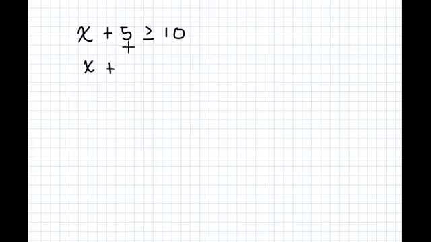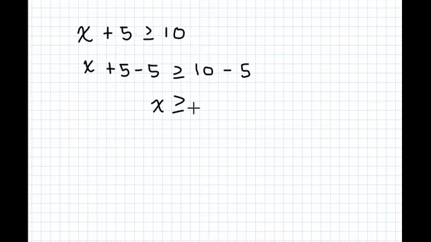Now I'm going to subtract 5 from both sides, rewriting the inequality sign. 5 minus 5 is 0, so we're left with x is greater than or equal to, and 10 minus 5 is 5.